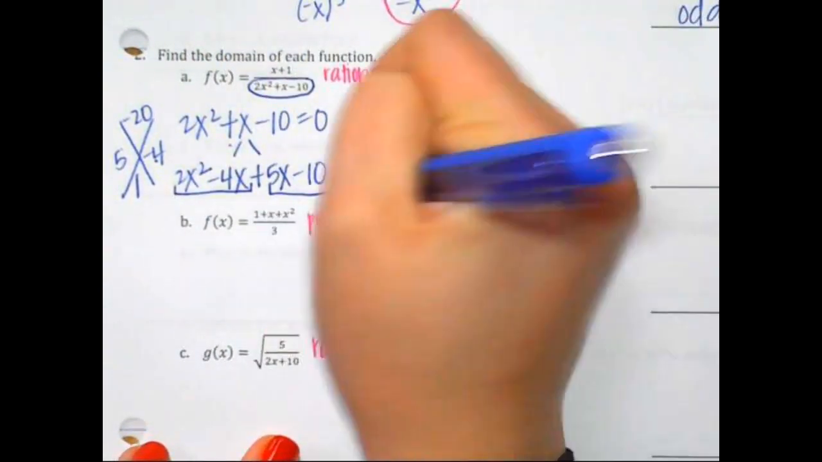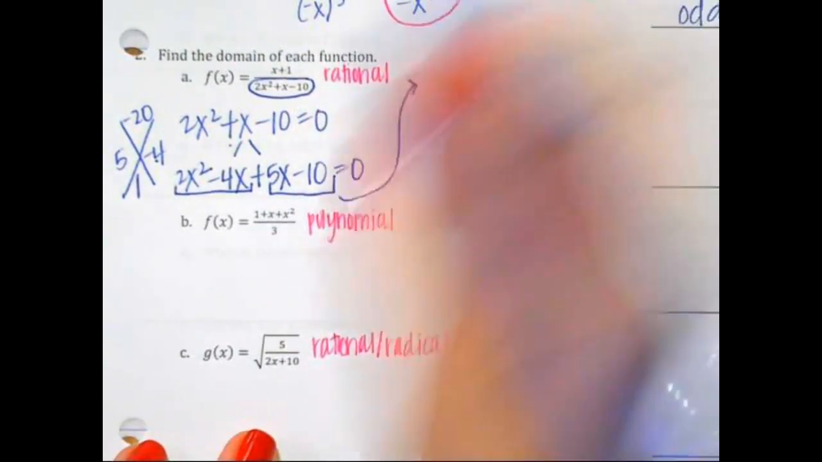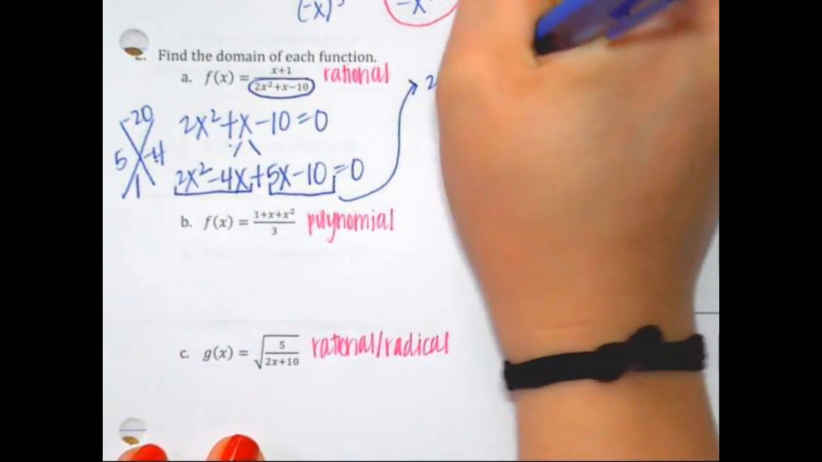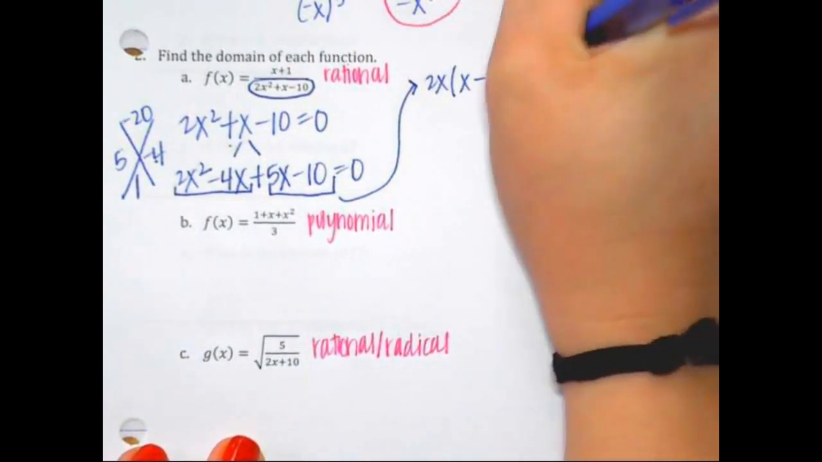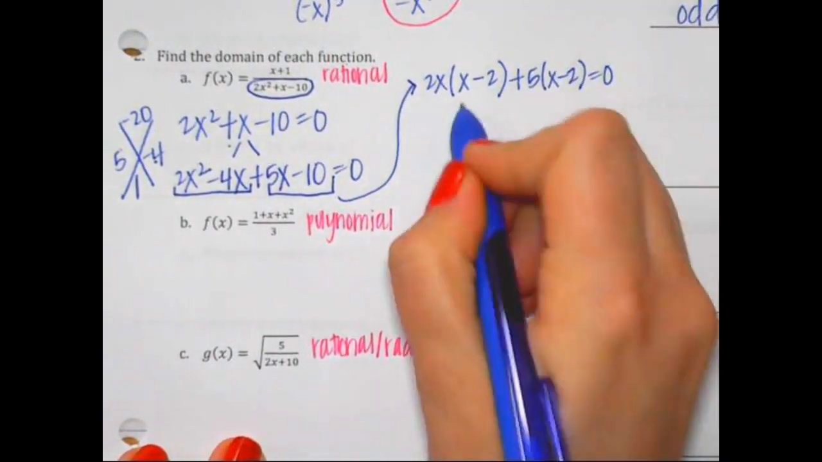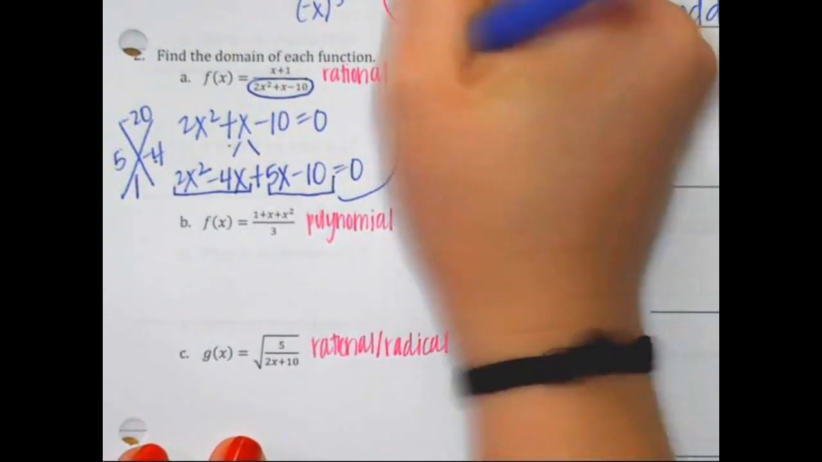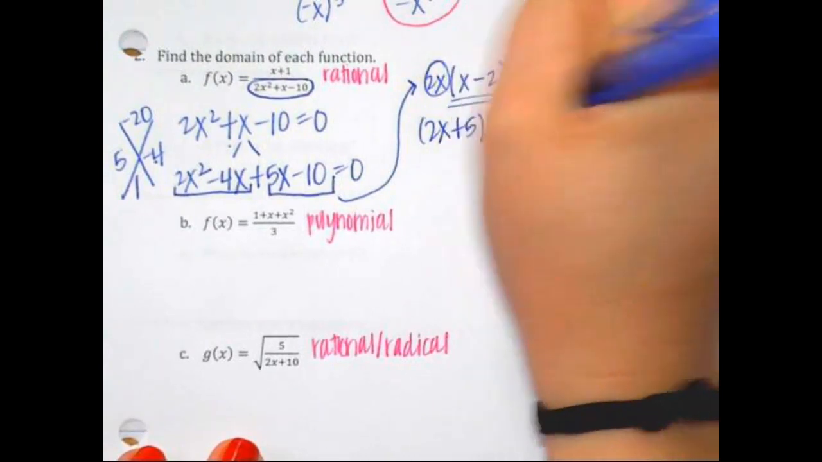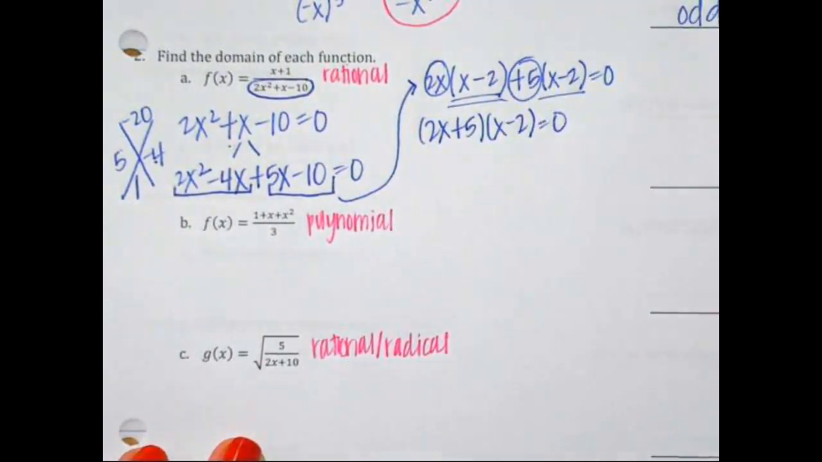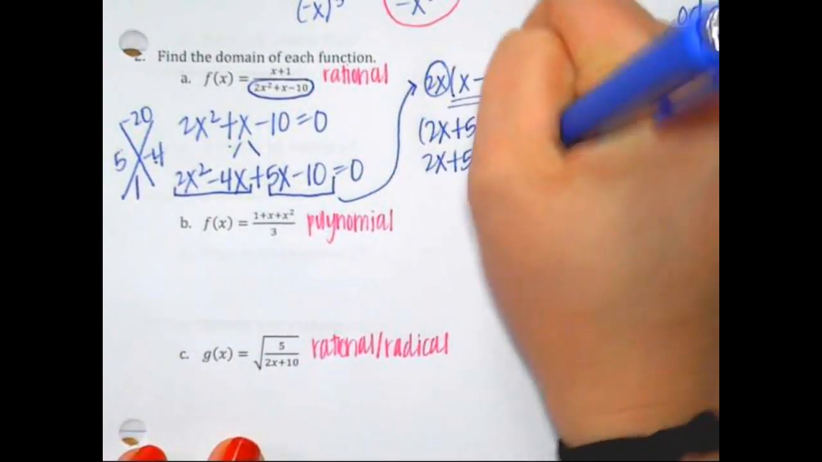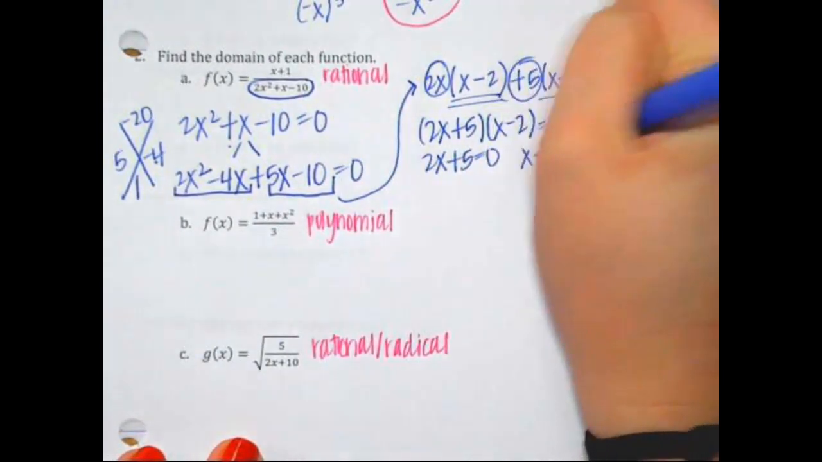I'm going to move up here because I'm kind of running out of room. I can factor out a 2x from there, and I'd be left with x minus 2. And then I can factor out a 5, and I'm again left with x minus 2. Now that these are the same, I can use this: 2x plus 5 times x minus 2, and now I have my 2 factors. Once I have my 2 factors, I can set them both equal to 0.